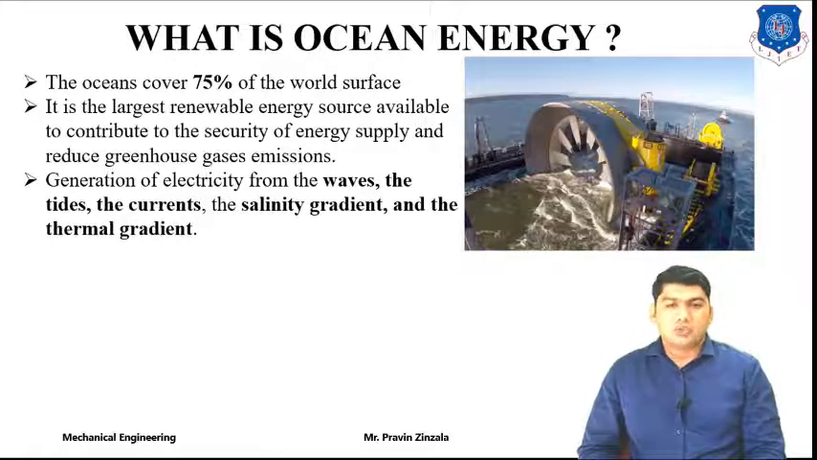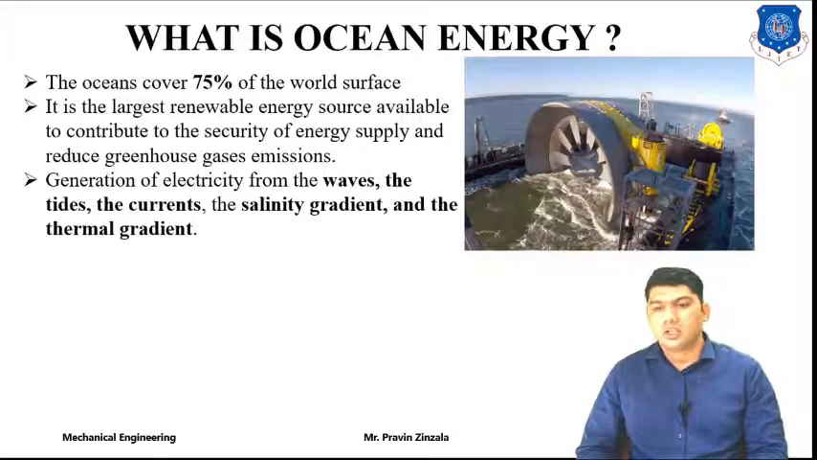For example, we can utilize waves for conversion of wave energy into electricity. Tidal: due to the sun and moon position, we get high tide and low tide. Same as a hydroelectric power plant, we can generate electricity from the tidal current, salinity gradient energy, and thermal gradient. So these are the sources of ocean energy: wave energy, tidal energy, and ocean thermal energy, and we can utilize them maximally.